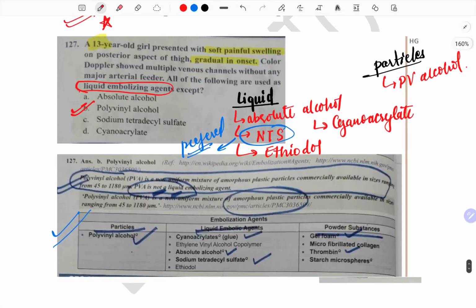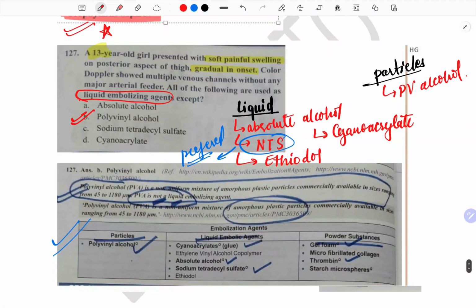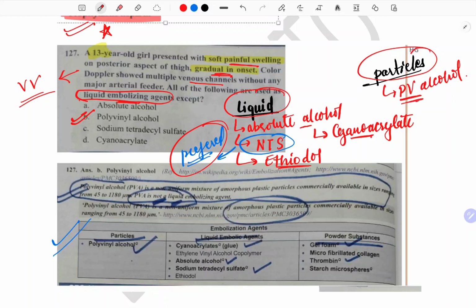Next. A 13-year-old girl presented with soft painful swelling, gradual in onset, and Doppler showed multiple venous channels. All the following are used as liquid embolizing agents except. The differential diagnosis is actually varicose vein, and the embolizing agents they have asked about are the sclerosing agents. In the liquid form we can use absolute alcohol, sodium tetradecyl sulfate, which is the preferred one, cyanoacrylate and ethiodol, and in the particle form we can use polyvinyl alcohol. This was a little tricky question, so if it comes in future, mark this answer. You can see the table of the different embolizing agents.